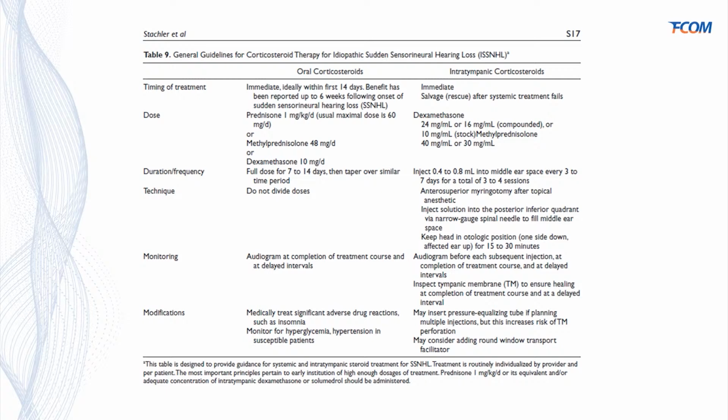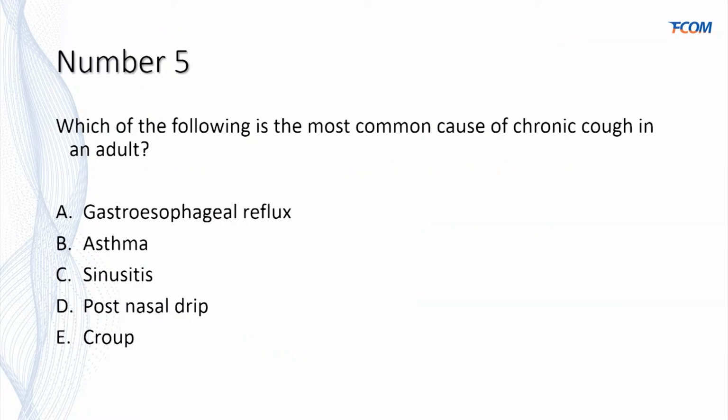Additionally, you want to do serial audiograms to evaluate progression of hearing loss or improvement. And we also have to rule out any retrocochlear pathology. The key here is identifying these patients, beginning the steroids early, and ruling out retrocochlear pathology.